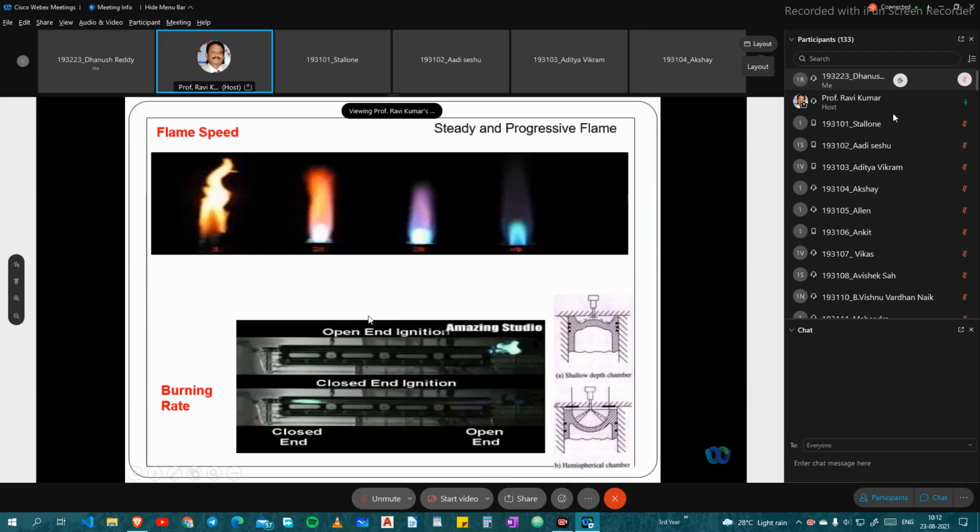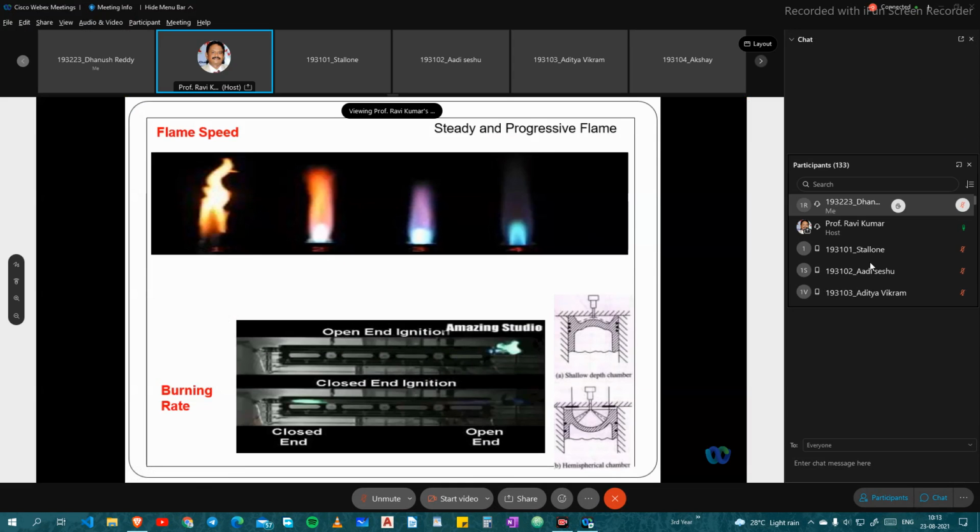You can see from this the various chambers. There is a shallow depth chamber here, and a hemispherical chamber, and two types of piston chambers where we are going to get the combustion. The shape of the piston is also very important for getting good combustion. We have shown two types of things. One is the shallow depth chamber, shown on the top of the head of this cylinder.